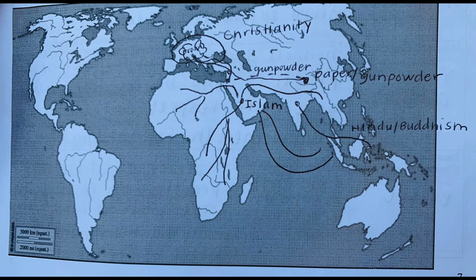And then the spread of printing and gunpowder from East Asia to the Islamic empires in Western Europe, again through that kind of trade route there from East Asia, from the Silk Roads, that connect all the way through the Middle East and then to Europe.